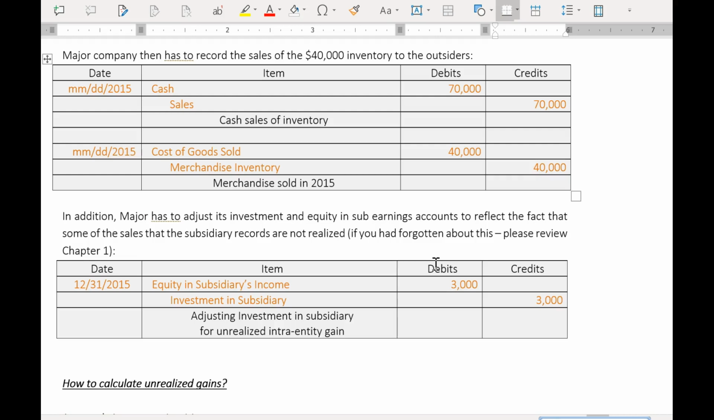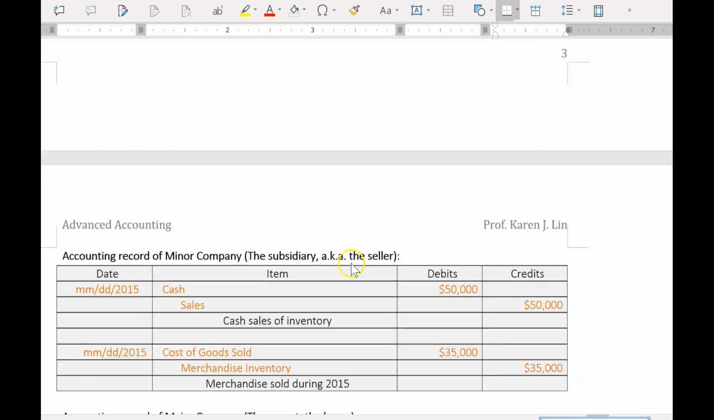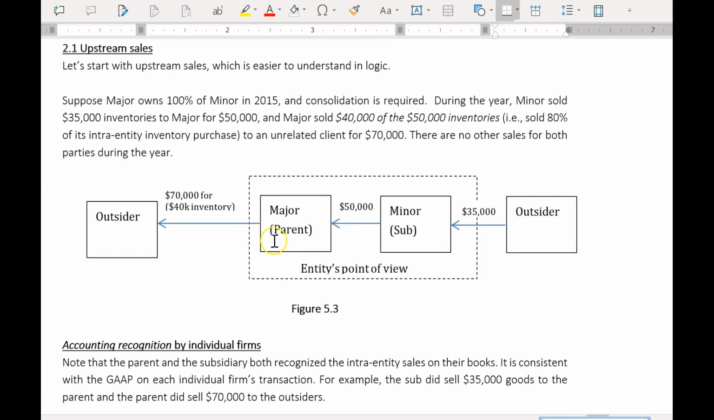If you remember, the parents actually need to recognize the unrealized gain that's contained in the remaining inventory, because it's not sold. So again, anything that's sold to the outsiders is realized, but any markup in this inventory which is not sold to the outsiders and kept with the parent, that's the 10K, is not realized. So how do I know which part is unrealized?